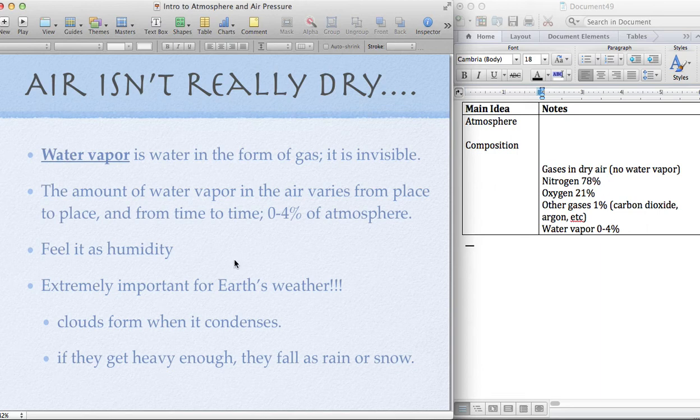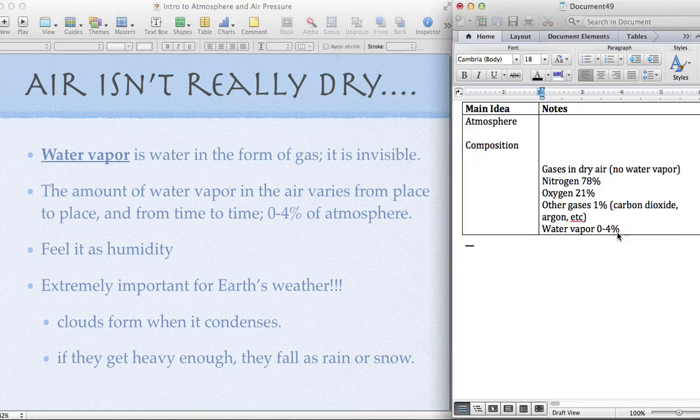All right, and this humidity is super important for Earth's weather, as we'll see after the break. We get clouds, and this water vapor eventually condenses to form clouds, rain, and snow. So we don't need to worry about that now, but what's important to know is that air isn't really dry, and the water vapor amount can change.